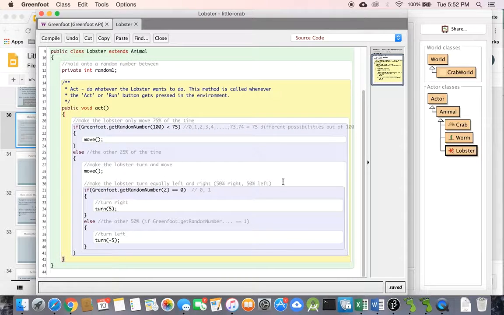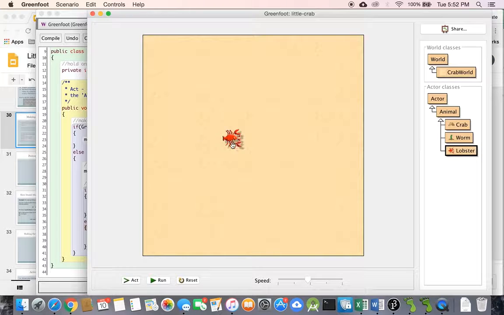More importantly, let's test our crab out. So it should be moving 75% of the time. The other 25% should be moving and turning. So let's check it out. We're going to add a little lobster into a world. I think I keep saying crab, I meant lobster. We're going to run. Good, it turns off course about 25% of the time. He also gets stuck in the corner, and I'm going to leave that for you to try and figure out.